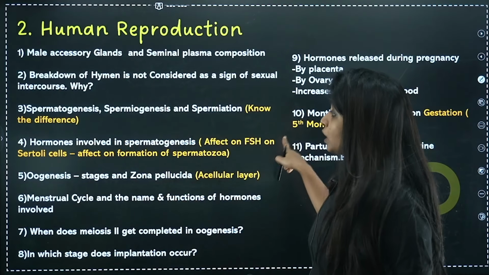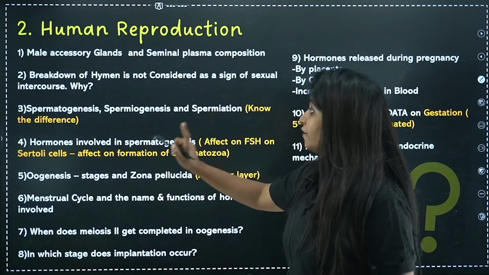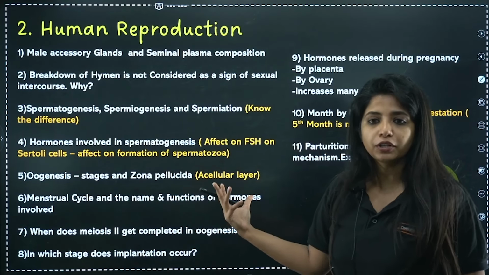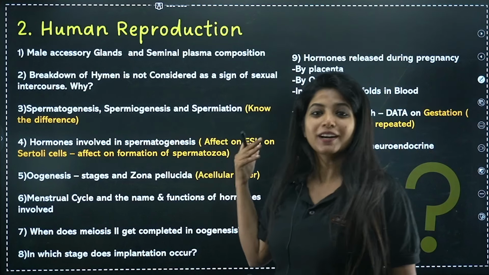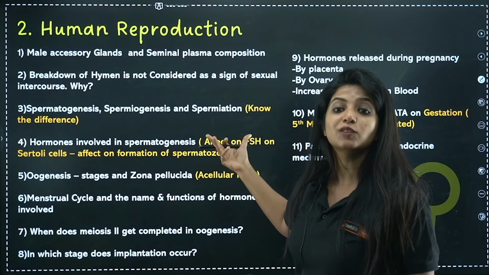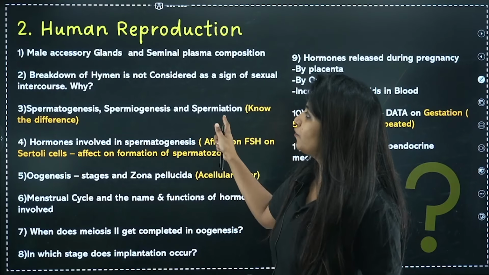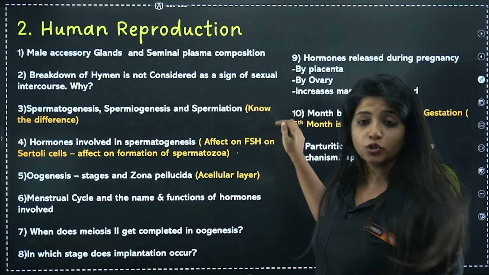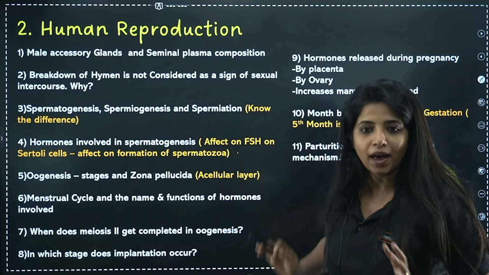And also the effect of FSH on Sertoli cells, the effect on formation of spermatozoa. So basically, when FSH is not being produced during spermatogenesis, what happens? Basically, the formation of spermatozoa is affected. Know this point. If you go through this, you will be able to know this as well. But this is super important, which is why I mentioned it in an extra manner as well.